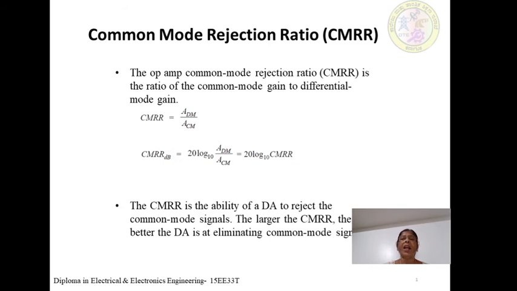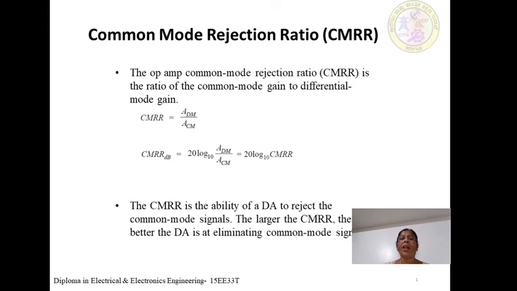If it is a current gain, that is CMRR is equal to ADM divided by the ACM, or IDM divided by the ICM. So A stands for the gain, and DM stands for the differential mode, and CM stands for the common mode. So between these two ratios, we can say the common mode rejection ratio is a ratio of common mode voltage gain to the differential mode voltage gain. In other words, common mode current gain to the differential mode current gain.